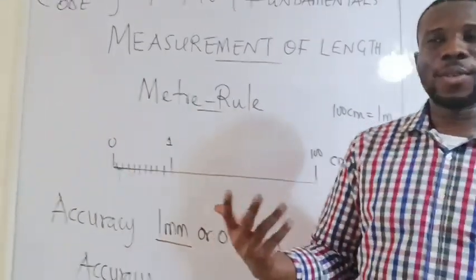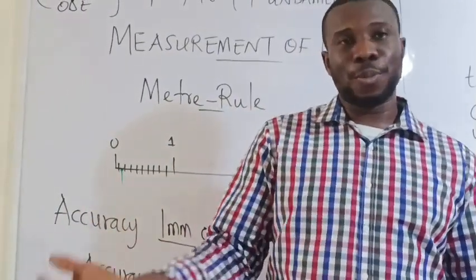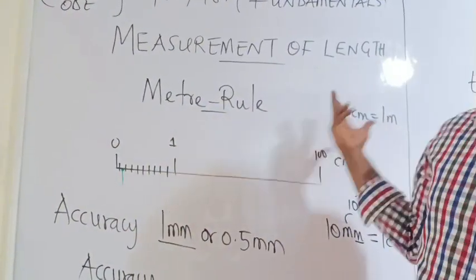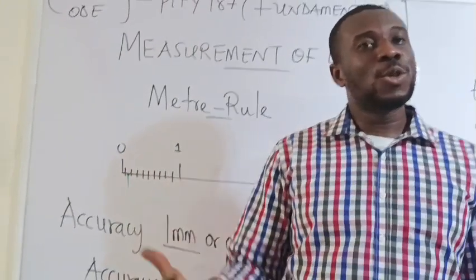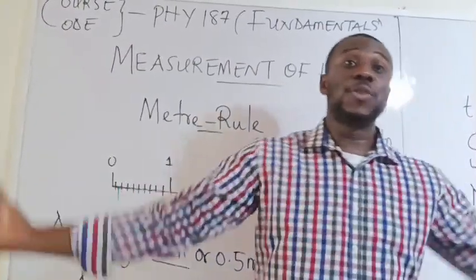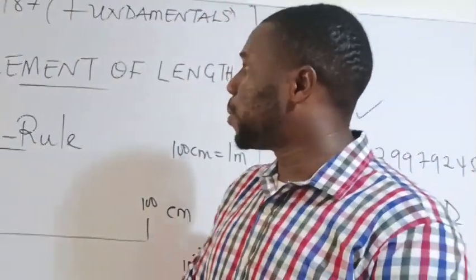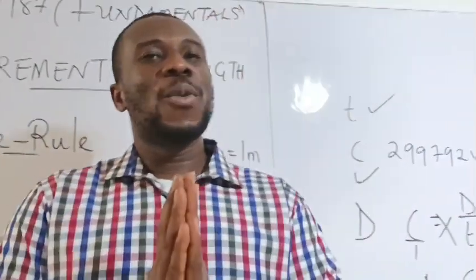But what if you want to measure length that goes beyond the length of your desk or your book, length that goes beyond 100 centimeters? Definitely, we use what we call the tape rule. You could use the tape rule to measure dimensions of your room, or even the football field.